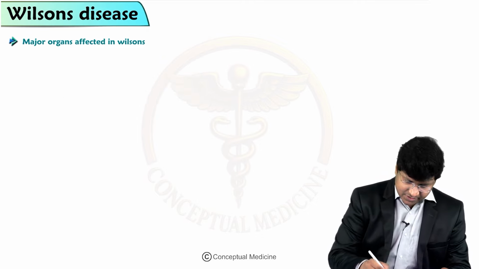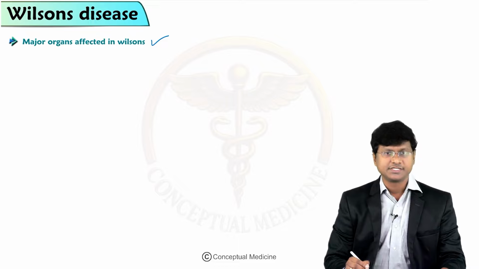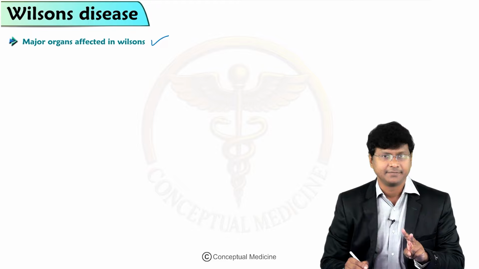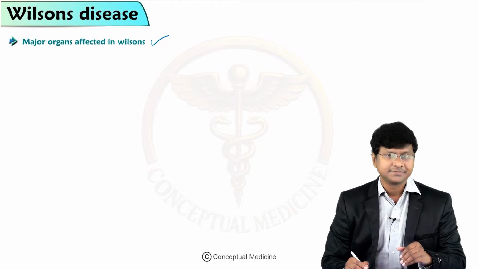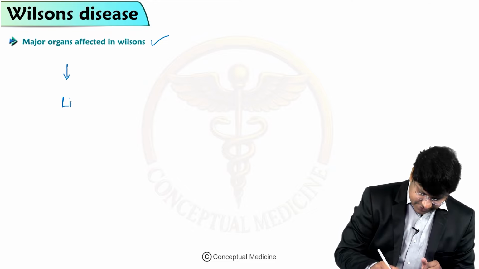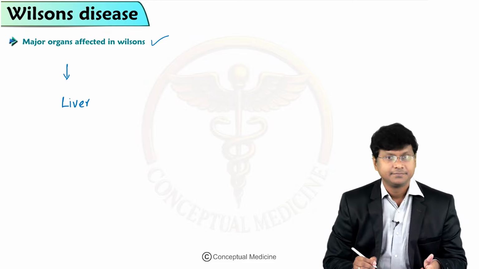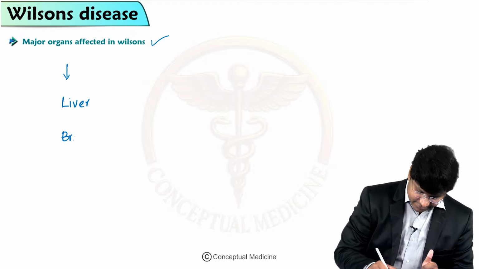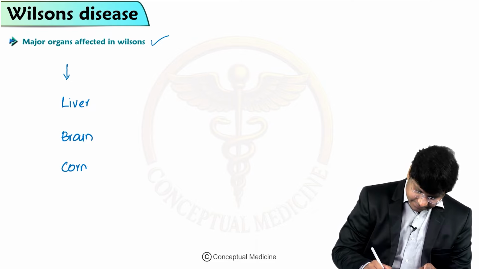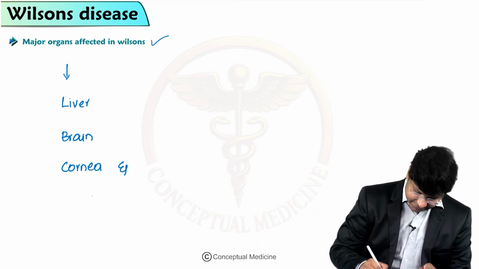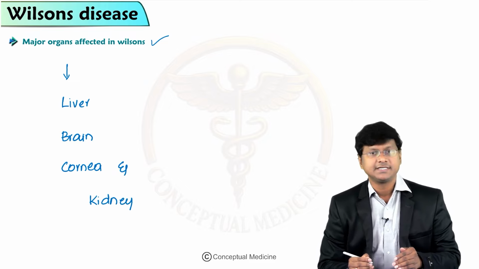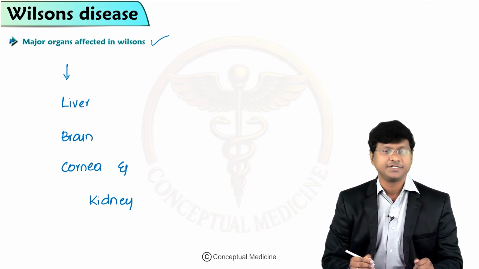Now, let me discuss the major organs affected in Wilson's. One very important organ affected is the liver, followed by the brain. Apart from that, the other organs which are affected are the cornea and kidney. So, these are the organs affected in patients with Wilson's.